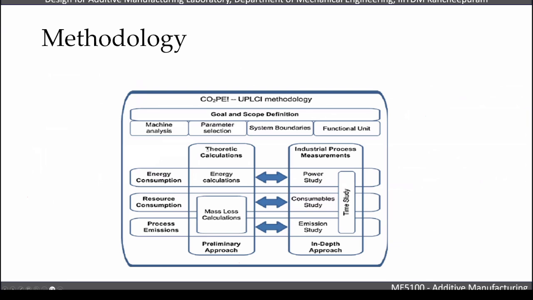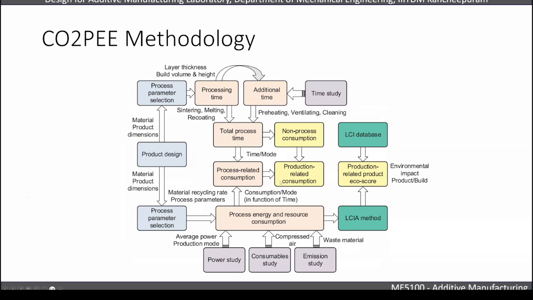So the methodology is like this. You have a goal and scope definition, just like any LCA. And then you have to do energy consumption, resource consumption, and process emission analysis, theoretical and industrial process measurements. You have to corroborate and finally come up with a time study and then give the cost. Because time is money, right? Most of our costs are derived from time. For example, machine hour rate is how many hours that machine is being utilized, so we calculate that by multiplying by the unit cost of the machine hour rate, right? So a lot of these things involve verification and validation of the theoretical calculation.